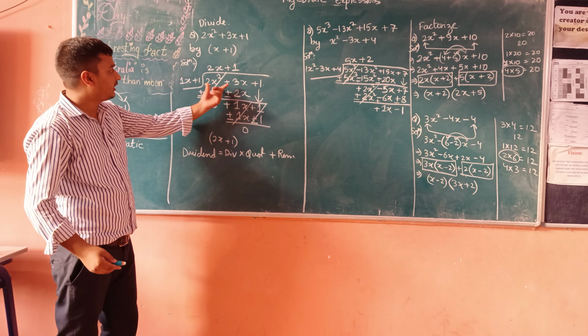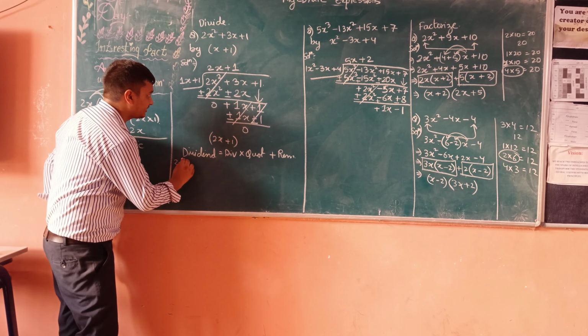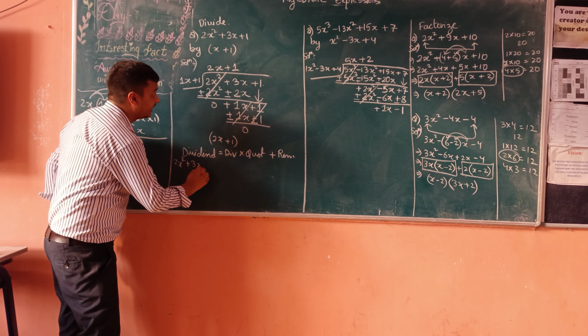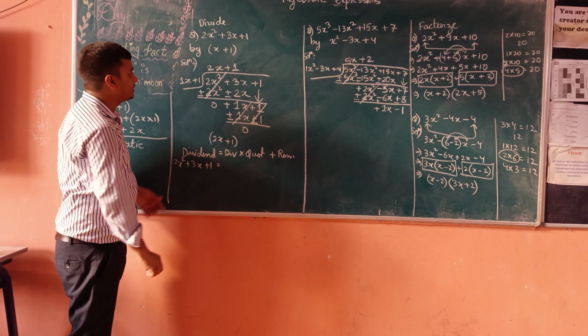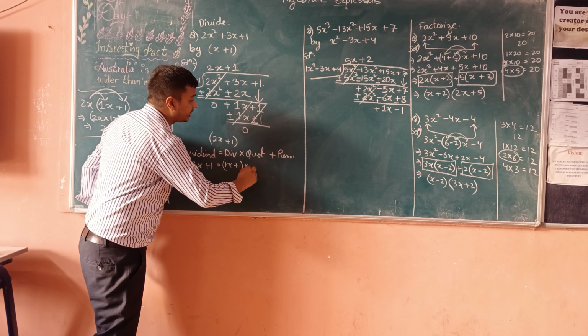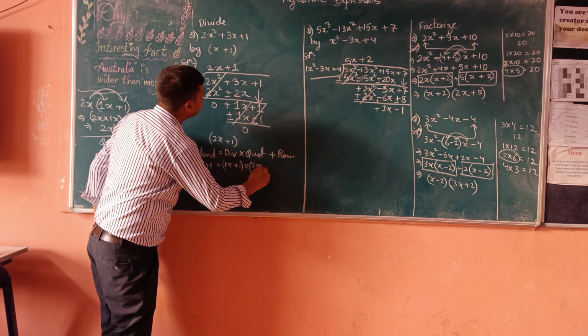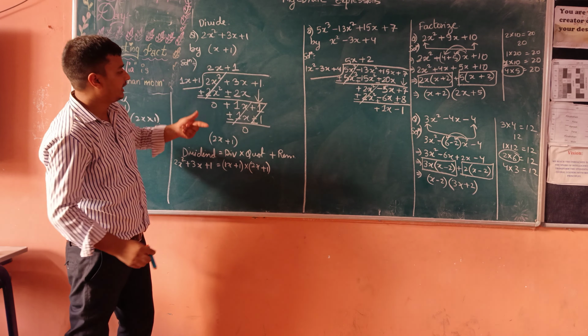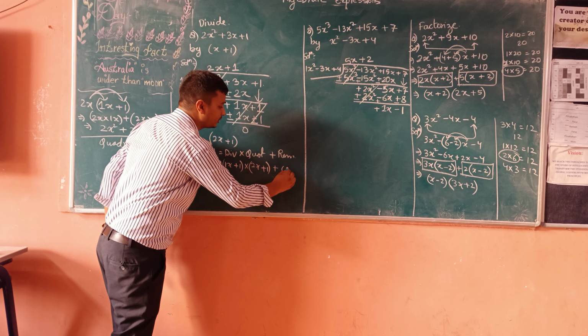Now let us say the dividend is 2x² + 3x + 1. Now, sir, what is the divisor? It is 1x + 1. The quotient is 2x + 1. This is your quotient. And the remainder, how much did you get? 0. Then no need to do anything.